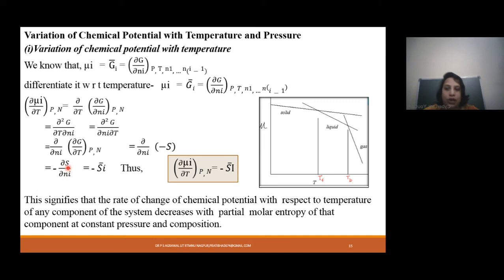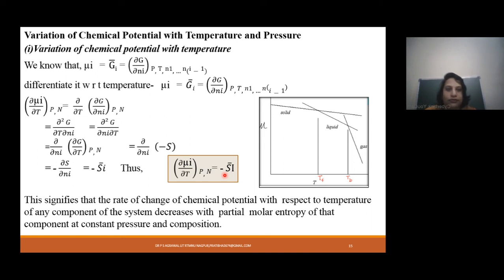Isn't it a partial molar property? Yes, it is partial molar entropy, and that's why we call it minus Si. So we can say that del mu i by del T is minus Si. That is, the rate of change of chemical potential with respect to temperature of any component is minus the partial molar entropy, at constant pressure and composition.